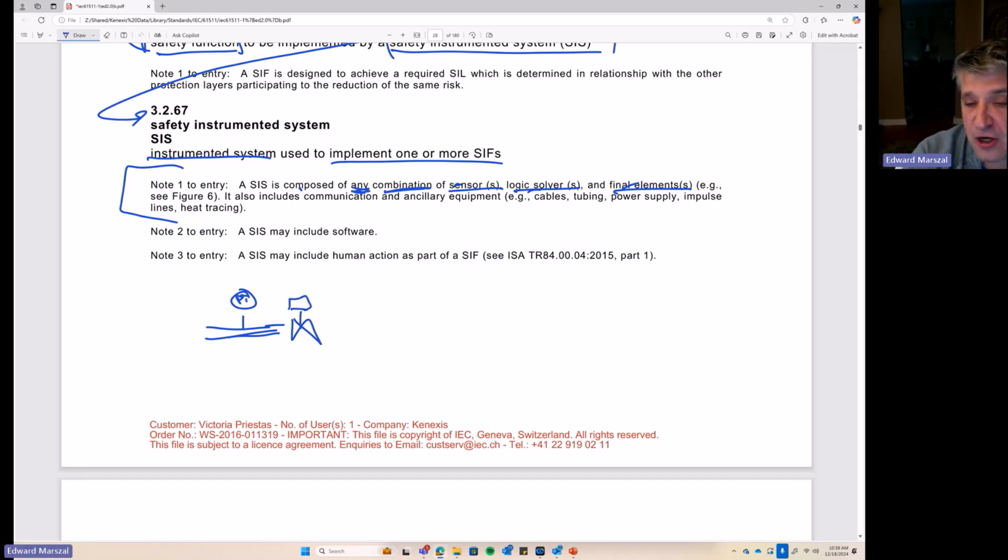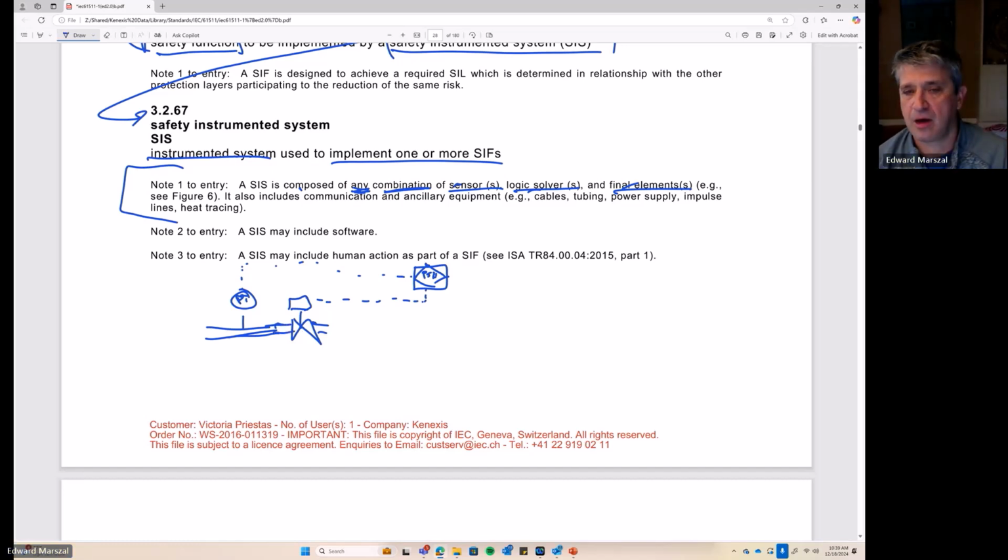And if the pressure goes high, I want to close the valve. That's my safety function. Now, normally, you would wire your pressure transmitter to a logic solver that would do a PSH. And if the PSH fires off, I'm going to automatically close that valve.